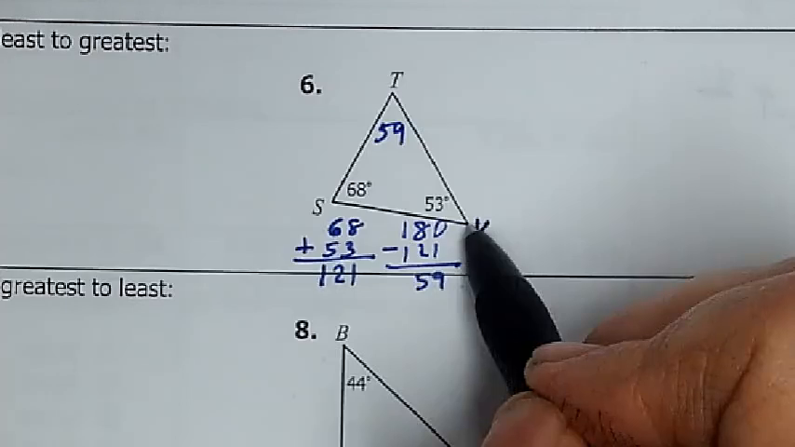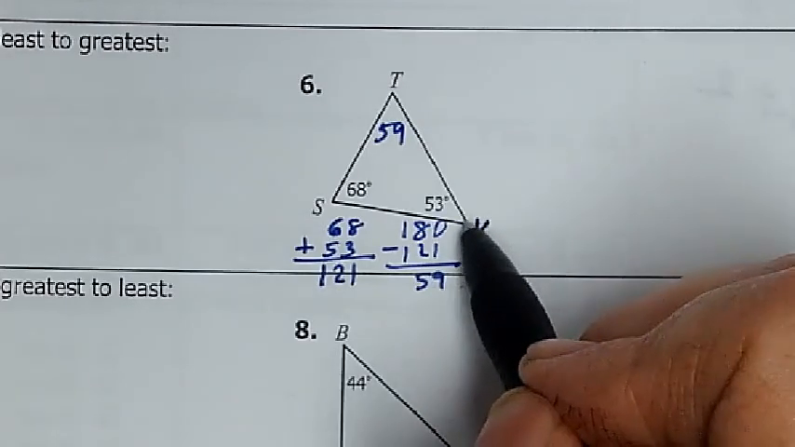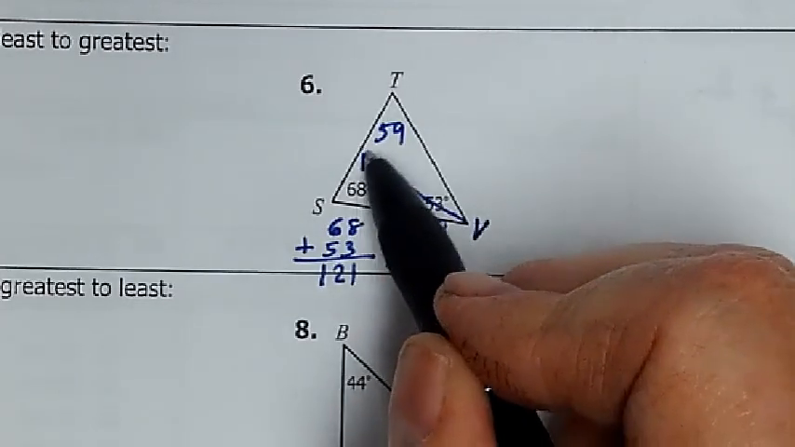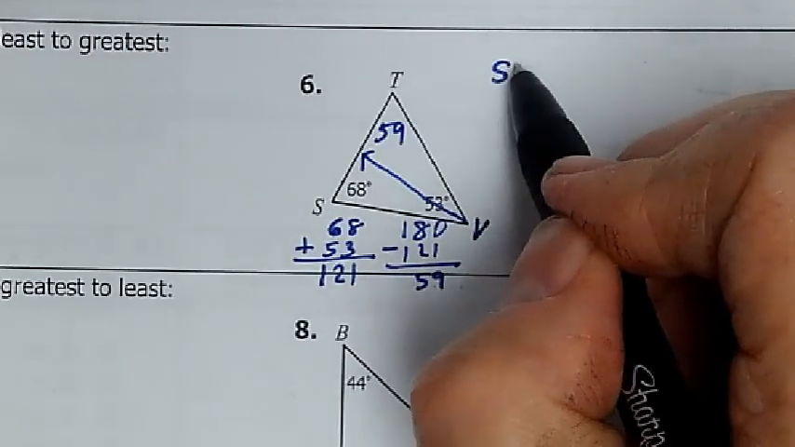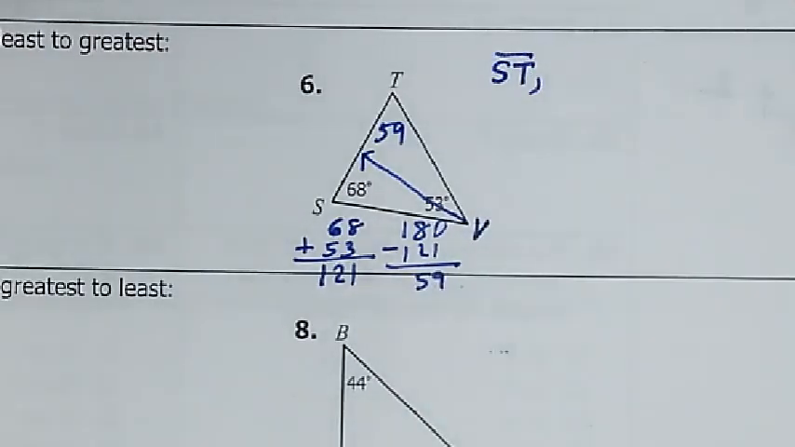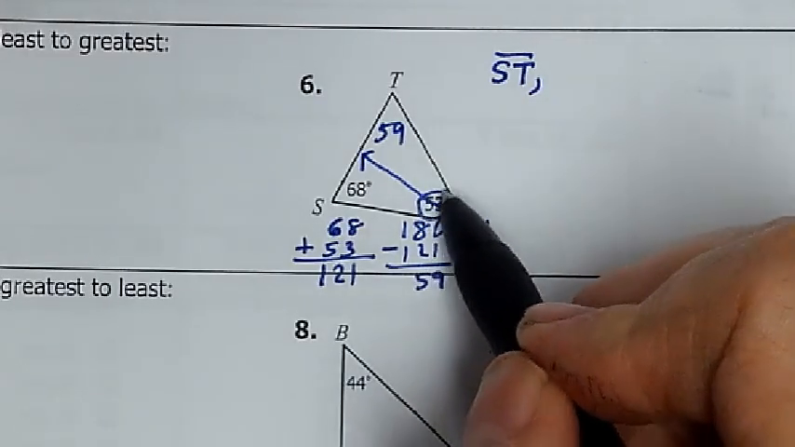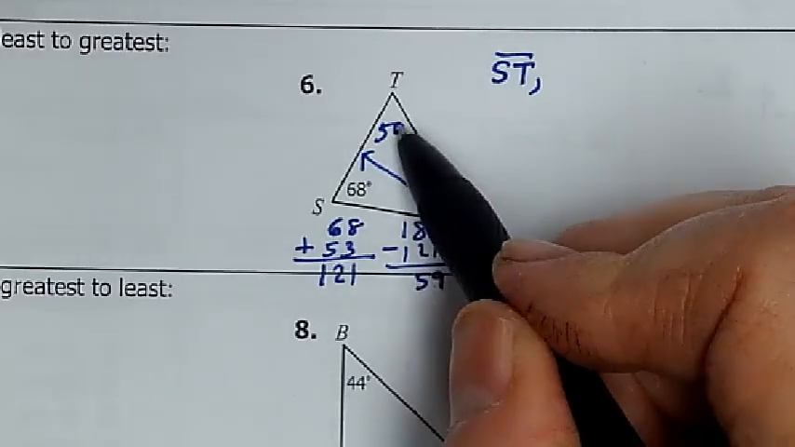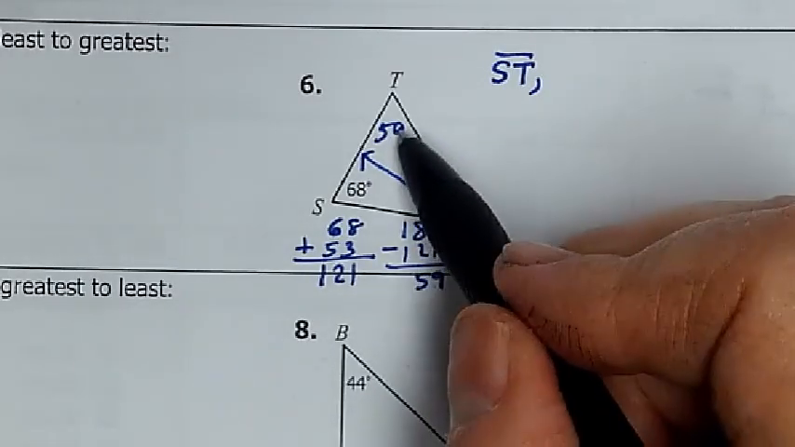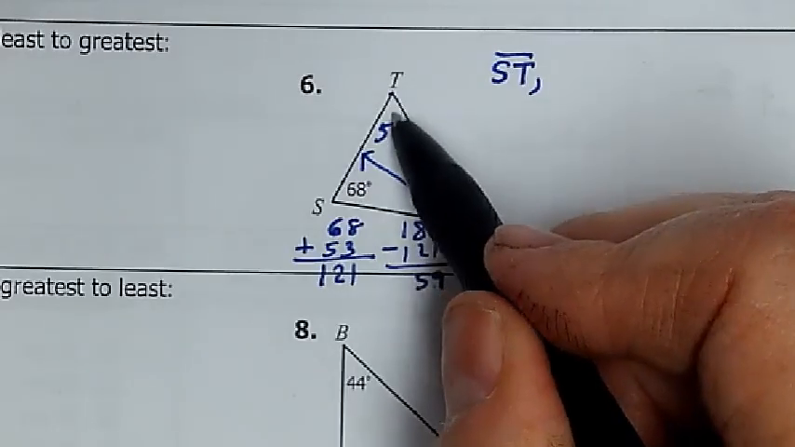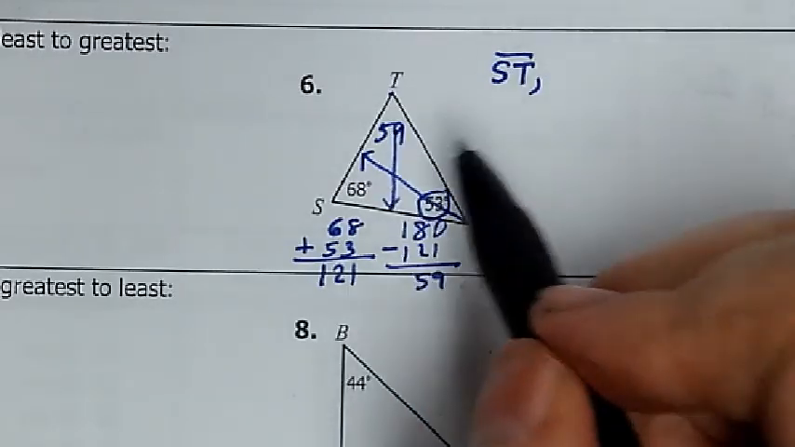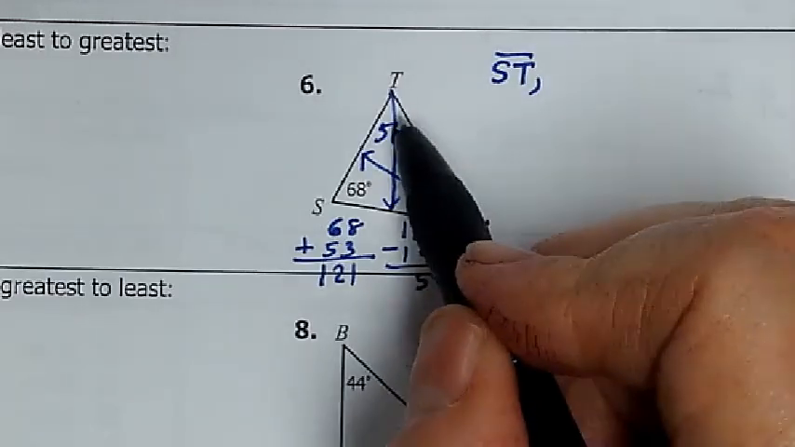So you put line segment ST. Now what's the next angle in order? It's going to be after 53 comes 59. Because that's the next largest angle, that's angle T. What side is opposite? If this is the middle angle, what's the opposite side? SV. So you put line segment SV.